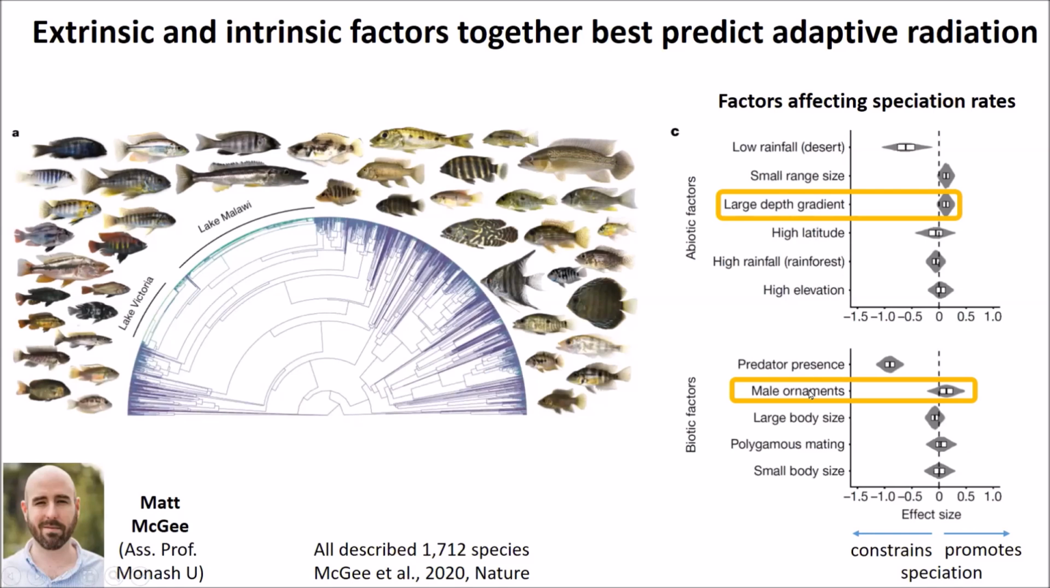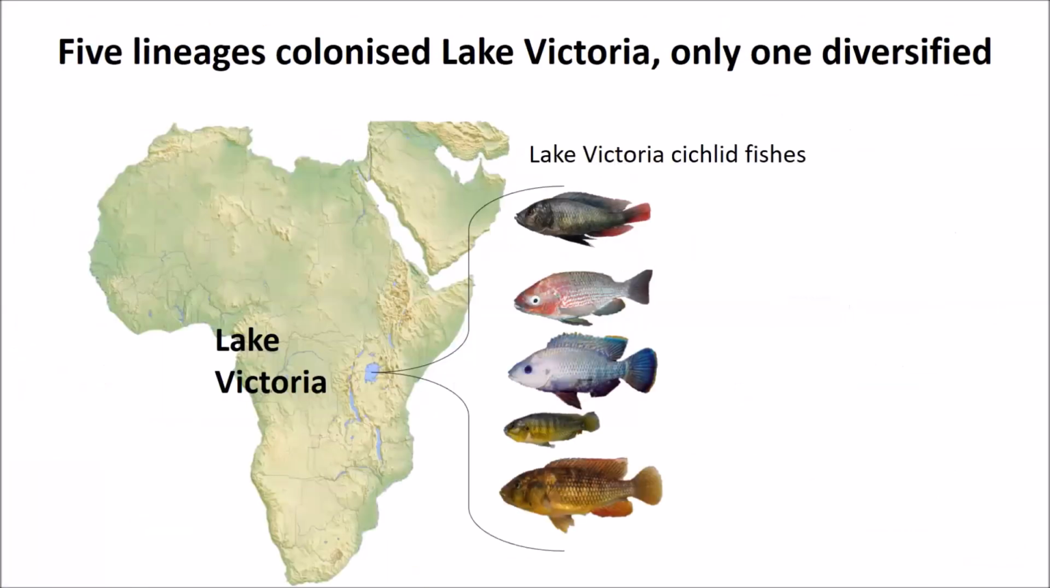So basically, again, what I said before: ecological opportunity and some kind of reproductive isolation, which in these cichlids is mostly assortative mating via male coloration, predicts which of those lineages diversify. And yet there are some parts of the tree which we just really cannot explain with any of the factors we looked into. One of the examples is the Lake Victoria cichlids.